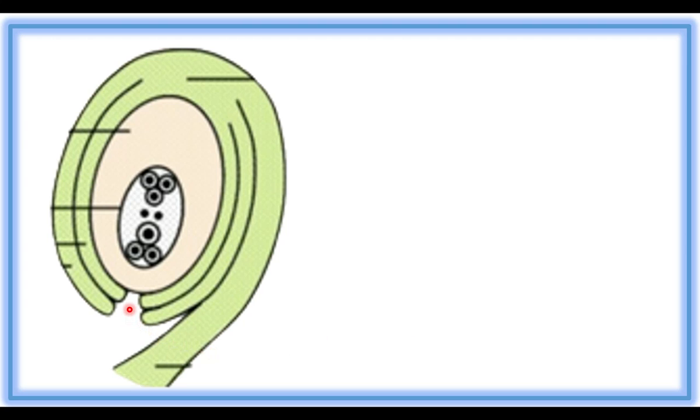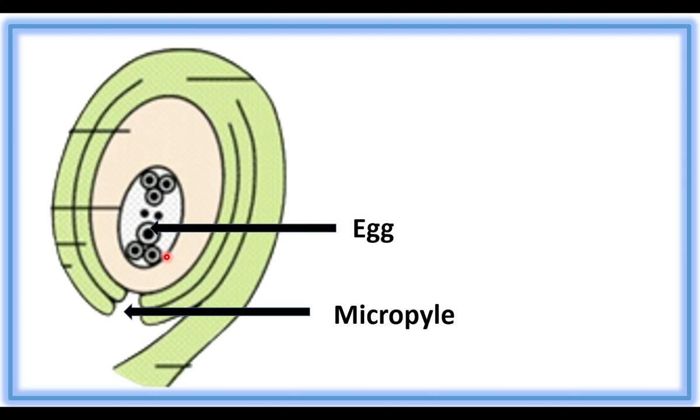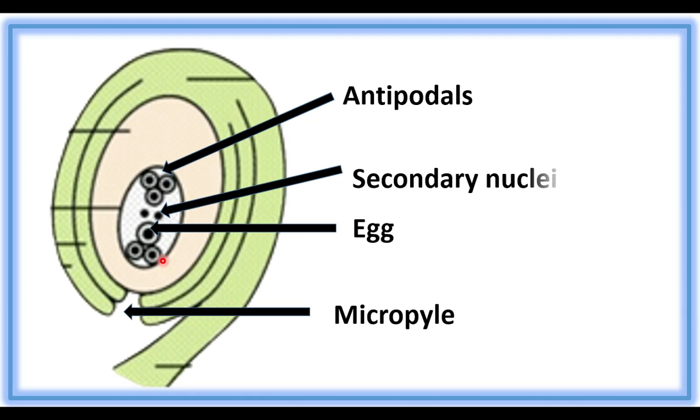The ovule has a basal opening. The opening found on the ovule integument is the micropyle, and this is the embryo sac. Embryo sac has 3 cells. These 3 cells are called egg apparatus, which has the egg or ovum. And these are 3 antipodals. At the middle, there are 2 secondary nuclei. At the middle of the egg apparatus, egg is present.